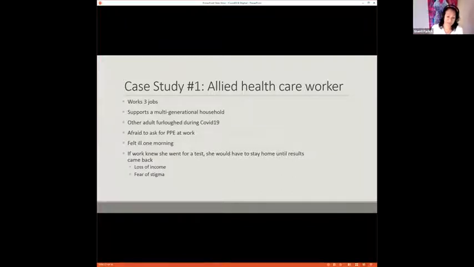She was also afraid if she told her work that she needed an expedited test, that she would also be sent home. She was afraid of loss of income, and she was afraid of stigma, and she was afraid of losing her job. I know you want to know what happened, but I'm not going to tell you.